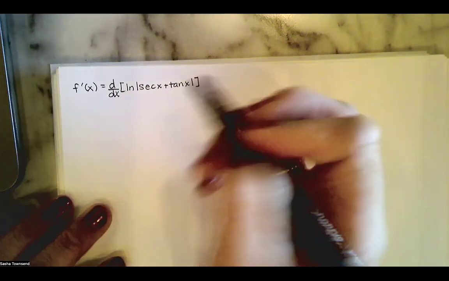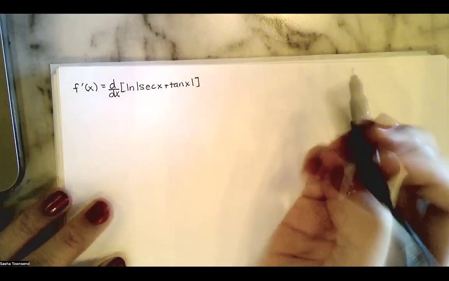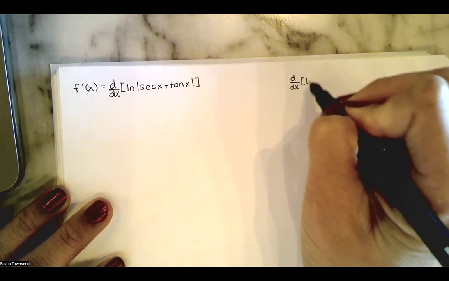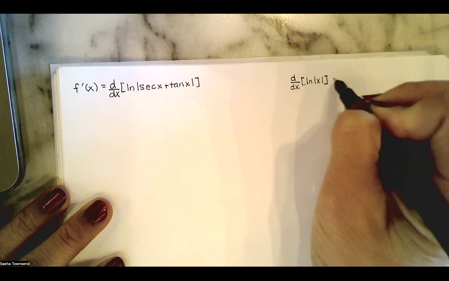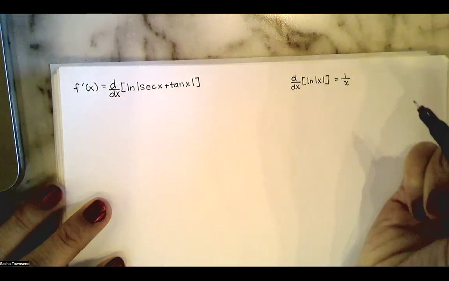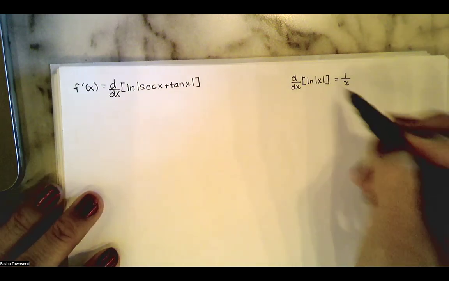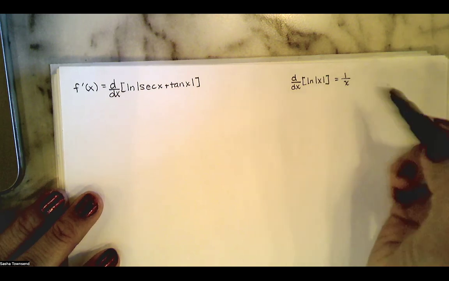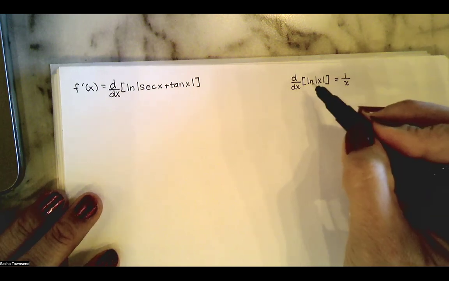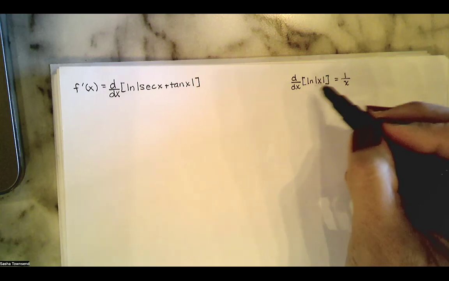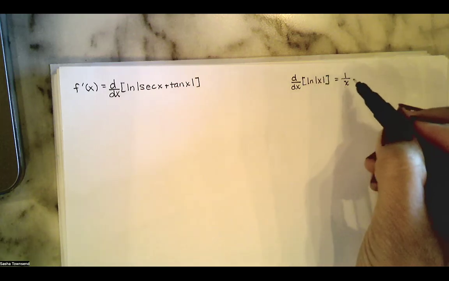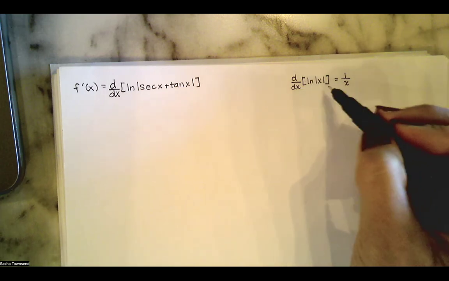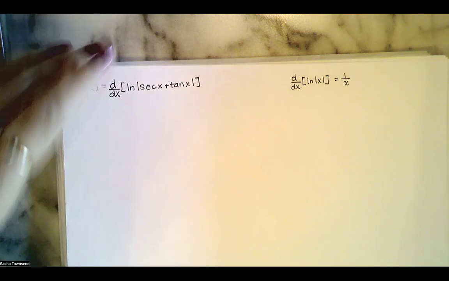Well, the derivative of natural log of the absolute value of a function is just 1 over that function. And we know this because when we looked at the natural log of the absolute value of x, we inferred that its derivative was 1 over x. And then when we looked at natural log of negative x, we got 1 over negative x times negative 1, the negatives canceled. So in general, the derivative of natural log of the absolute value of x is 1 over x.